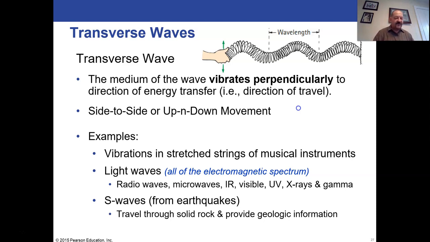Another example of a transverse wave are what we call the S waves from earthquakes. Earthquakes form a couple different kinds of waves, and the S waves are transverse waves. The motion of the solid rock that it goes through is actually an up and down motion as the wave is traveling through it, and they provide a certain amount of geological information.